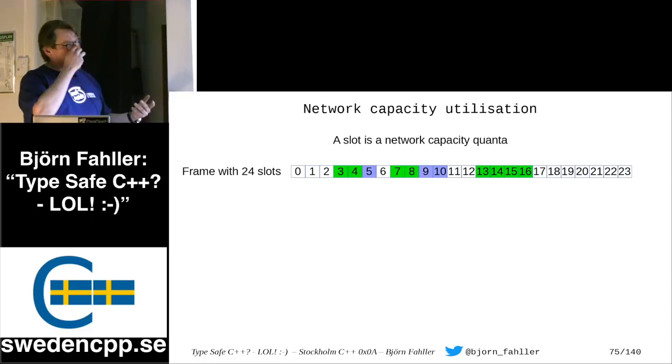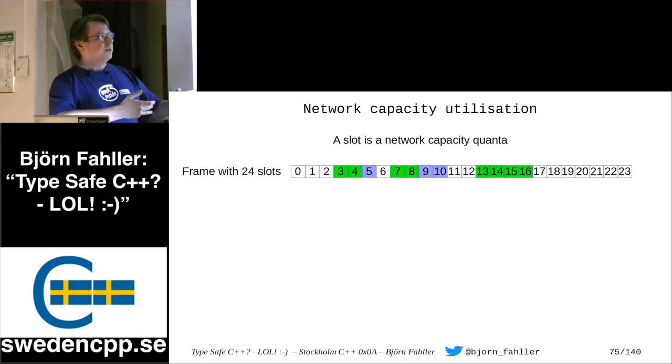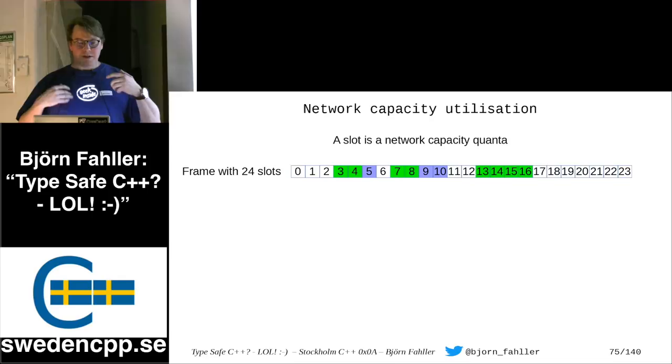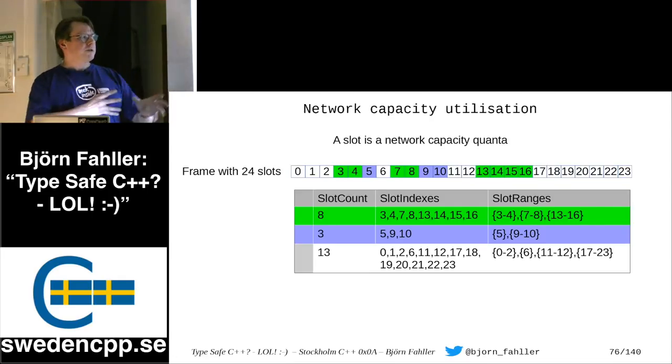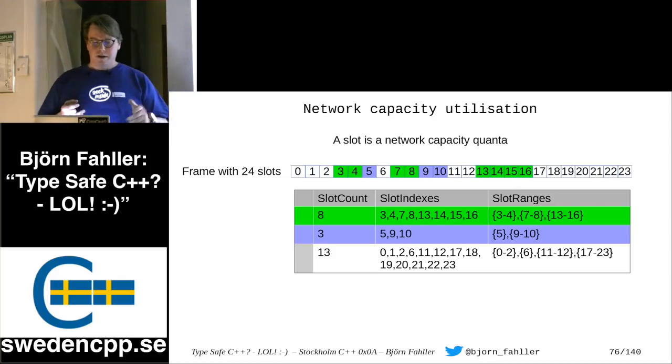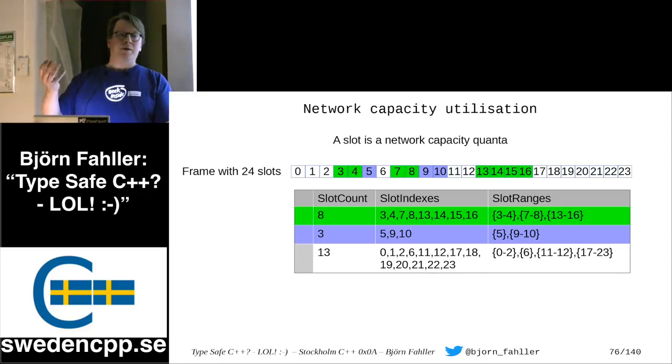The colors here are to denote data flows in the network. So we have a green data flow and a blue data flow. And we have some interesting things here. So we keep track of the slot count. We see that the green data flow has 8 slots and the blue stream has 3 data slots. We can say that the white is free available capacity, so we can allocate another 13 slots more.